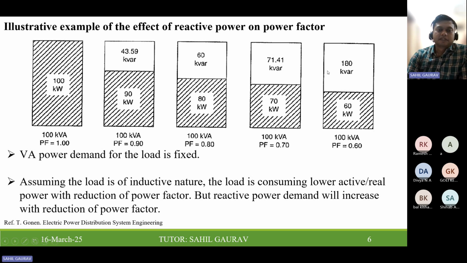So you can also say that with the decrease of real power, the power factor is also reducing, but the reactive power will increase with the reduction of power factor. So the apparent power is fixed, the active power is reducing, and the reactive power is increasing with the reduction in power factor.